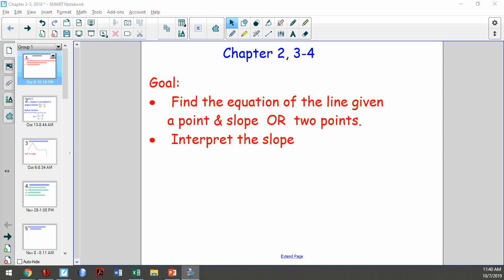Okay. Everything away. We are going to start a new section today. This new section is regarding slope. It is not a difficult section. Okay, your goal today is to find the equation of a line, given a point and a slope, or 2 points. Also, to interpret the slope. Okay, we're going to talk about that shortly.